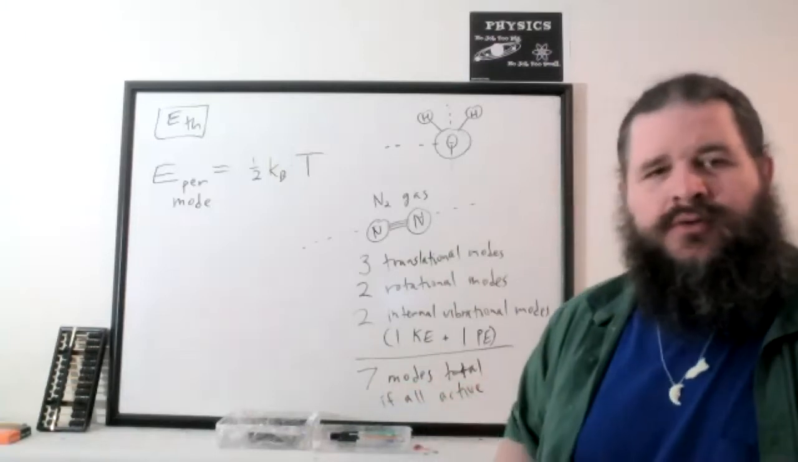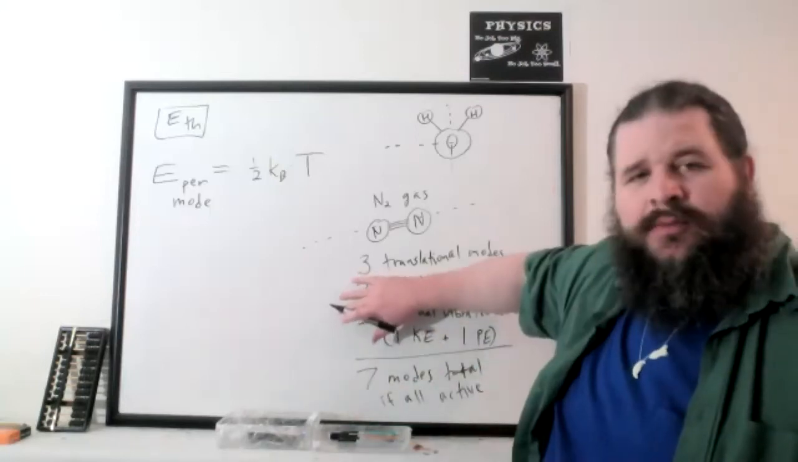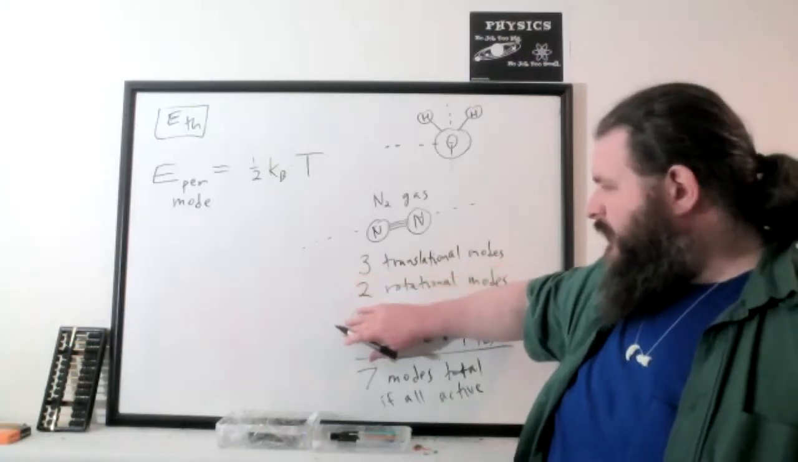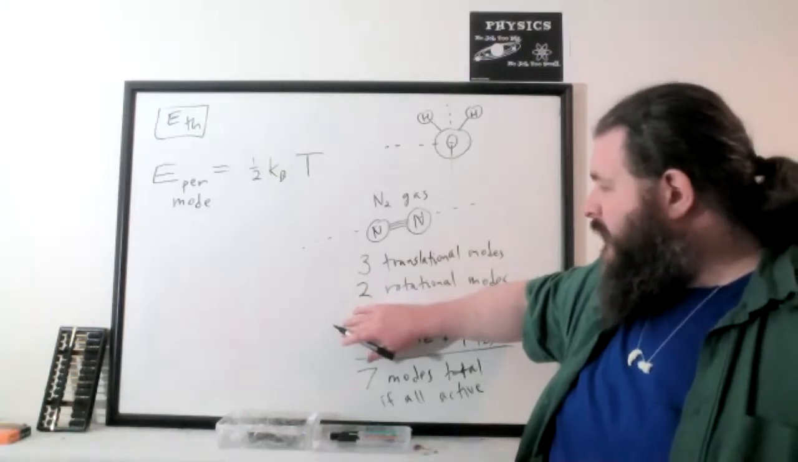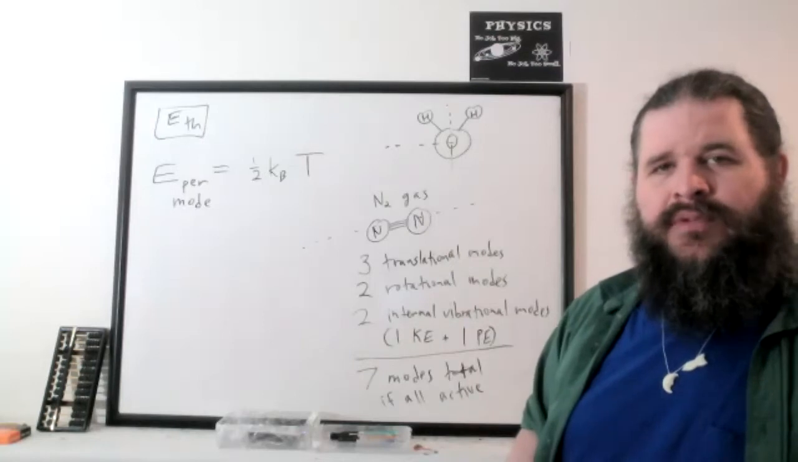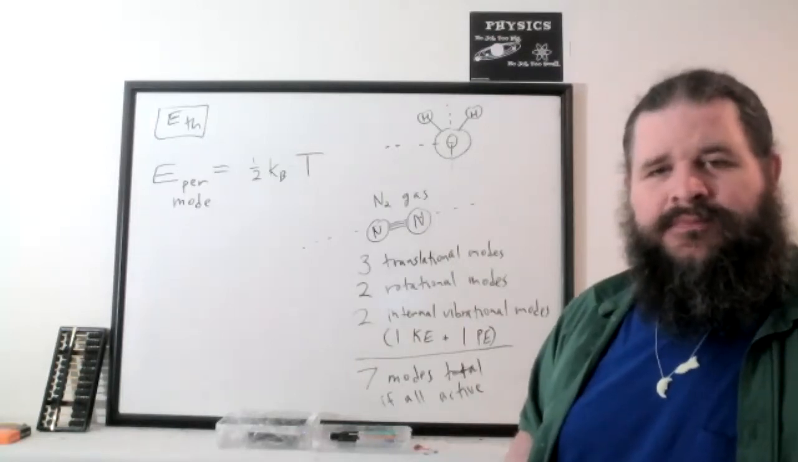But that's only going to be true at higher temperatures. At very low temperatures, only the translational modes would be active, so it would just be 3. At more moderate temperature, like when you get up to about room temperature, you'd expect the rotational modes to also be active, so you'd have 5. And then at very high temperatures, you'd have all 7 active. But at low temperatures, there just isn't enough energy for the other modes to kick in.